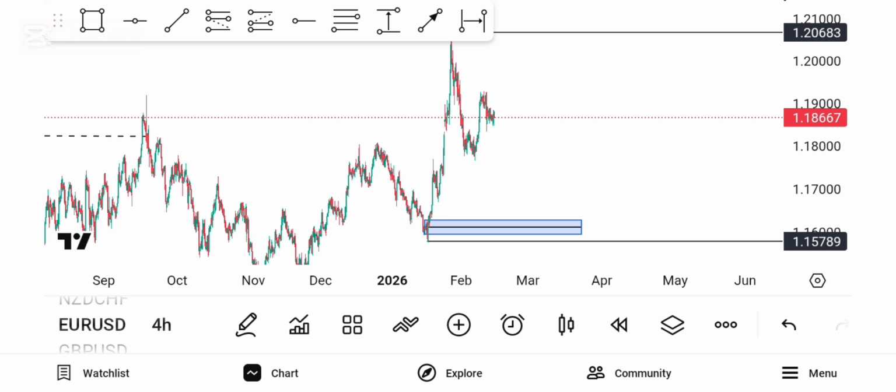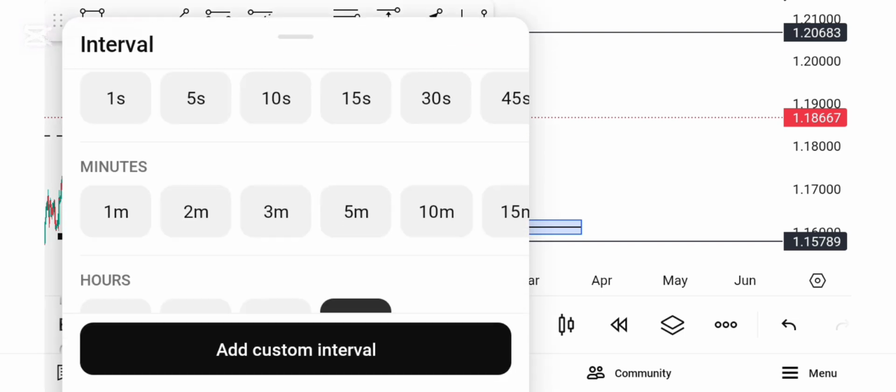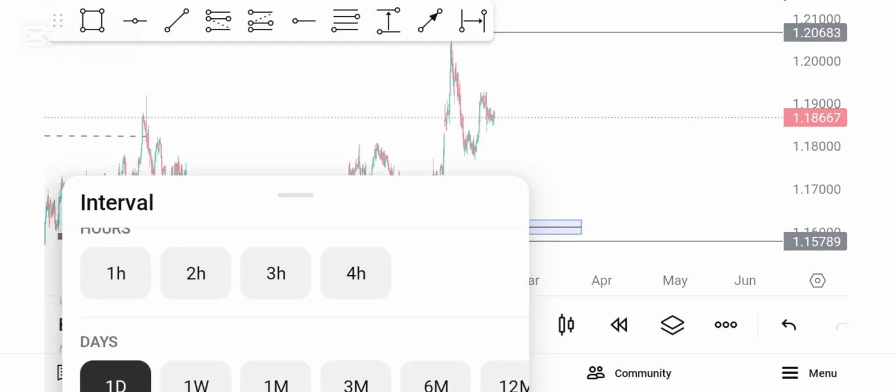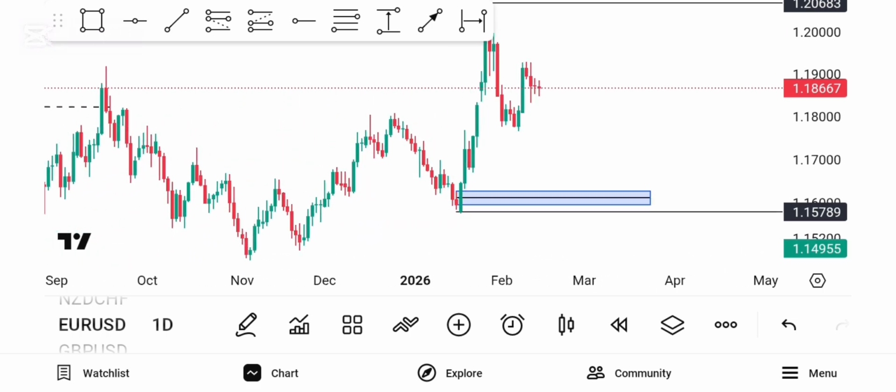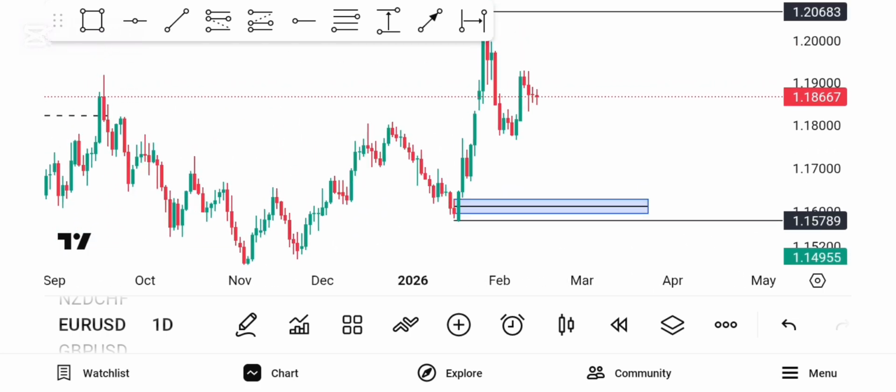So this analysis, we've analyzed this pair already from I think last week or last 2 weeks, but since then it has been playing around. It has not even come to our POI. It's just dancing around, but that doesn't mean that it's not going to come there. So what will be our analysis on this pair?